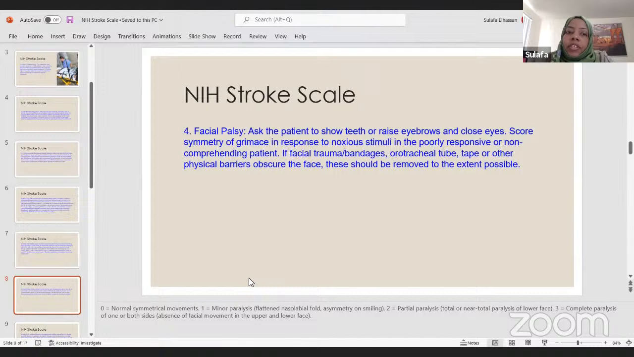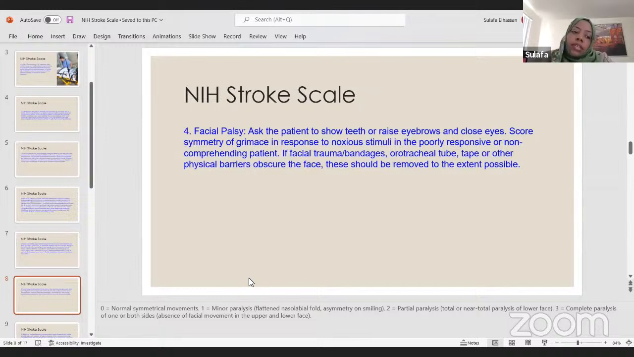Regarding the test for facial palsy, ask the patient to show teeth or raise eyebrows and close eyes. Score symmetry of grimace in response to noxious stimuli in a poorly responsive or non-comprehending patient. If he's not comprehending, try this maneuver to see the response in the face. If facial trauma, bandages, an orotracheal tube, tape, or other physical barrier obscures the face, this should be removed to the extent possible, with no harm to the patient, and then we can assess the facial palsy.